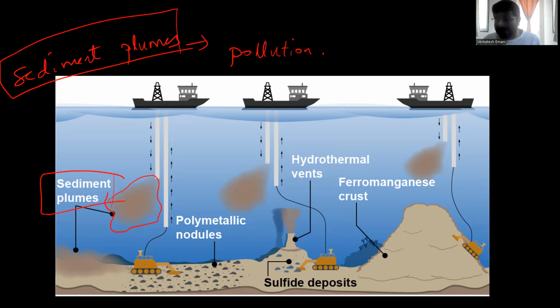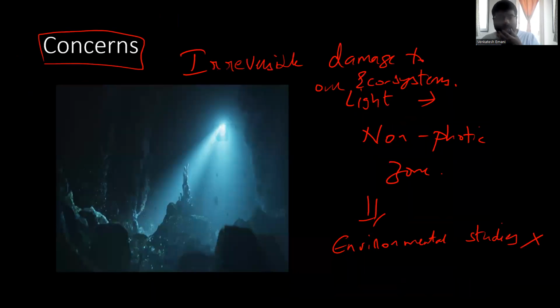So there were no proper studies. See this point. You are doing a damage which cannot be reversed. That is irreversible damage. That means you cannot bring back normalcy again. And that too, you are doing it to an ecosystem which is unknown to us. This is the problem, right?